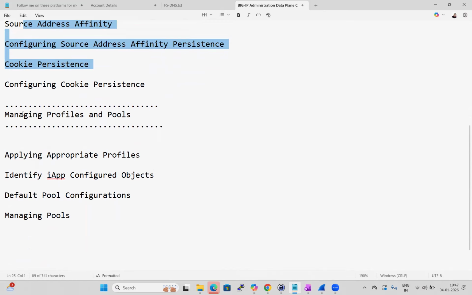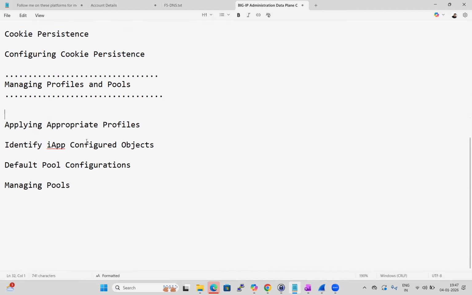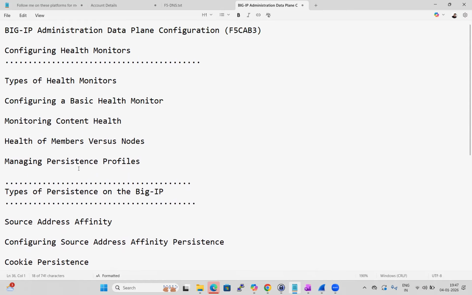Then we need to cover managing profiles and pools, which is also part of the CAB3 exam. In this exam, you need to follow topics like applying appropriate profiles and where you can apply them. One question will definitely be about iApp: how we can identify that an object is configured through iApp, that is, identifying iApp-configured objects. Then default pool configurations and managing pools. These are the topics we must cover to pass CAB3.